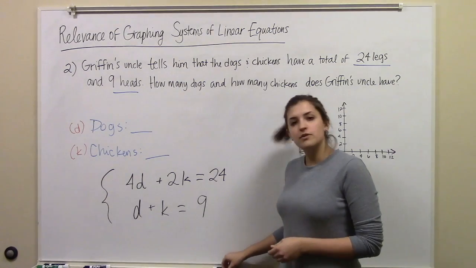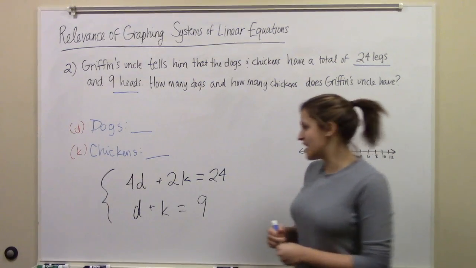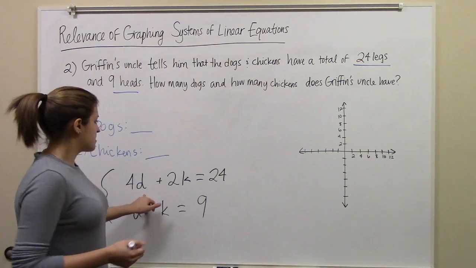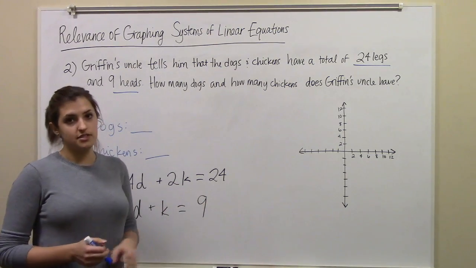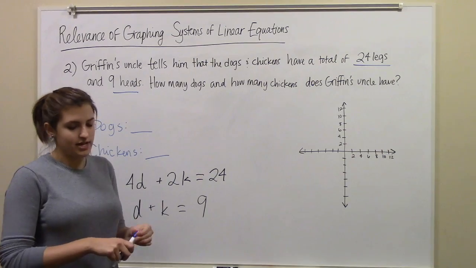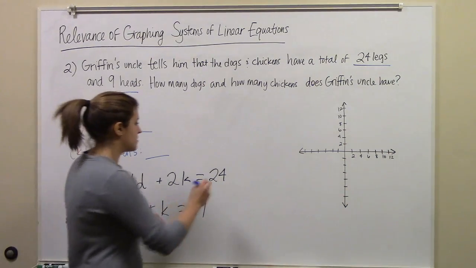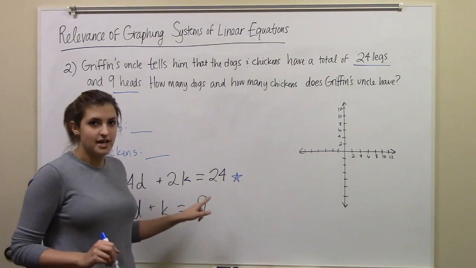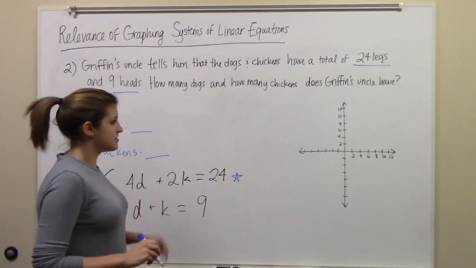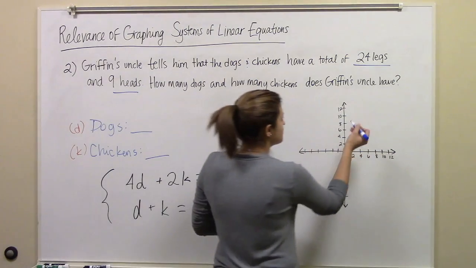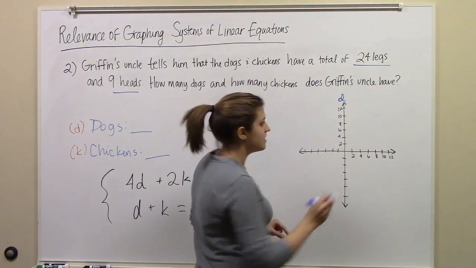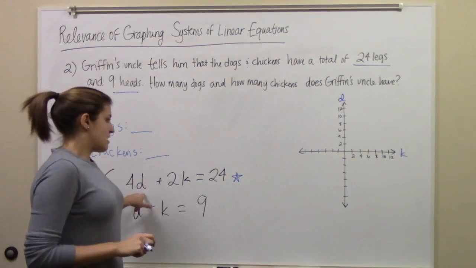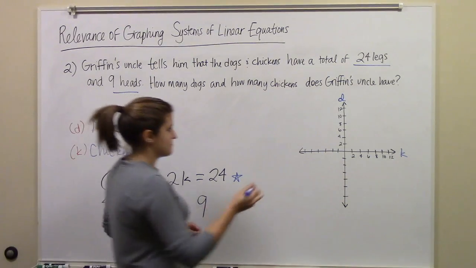All right, now using these equations, we can graph these lines. And like before, I'm not going to solve these right here, but knowing that they're in standard form, you can use these to identify the X and Y-intercepts. So our first equation here I'm going to do in blue on our graph. And when I calculate this out, I find that my D-intercept, and I'll just call this axis D and this one K for chickens, is going to be 6.